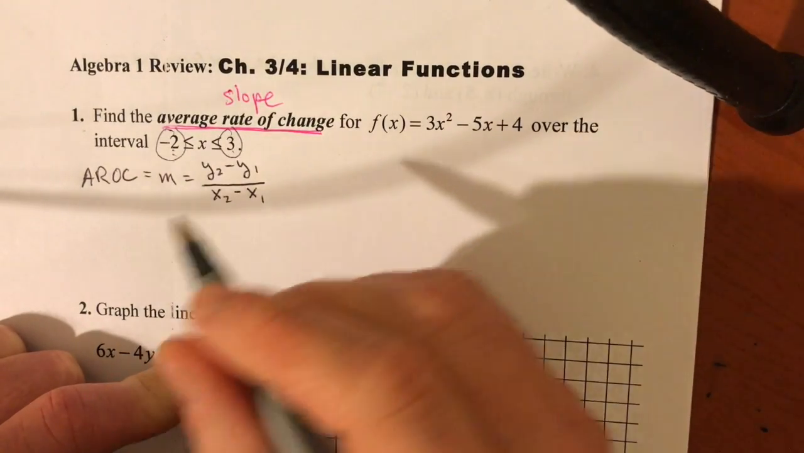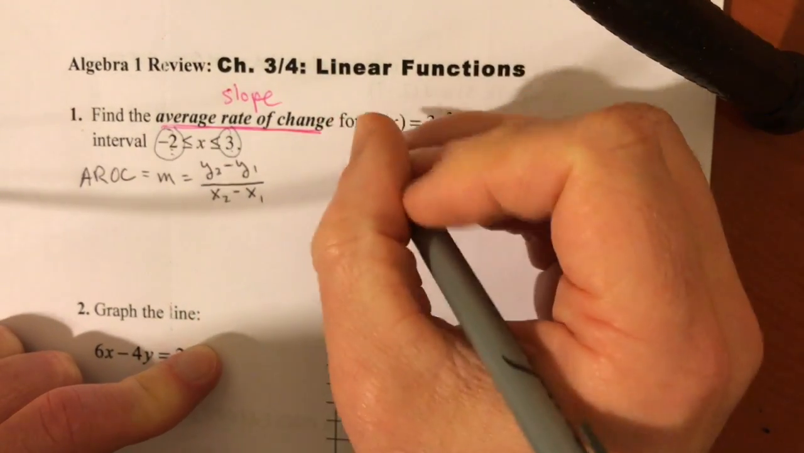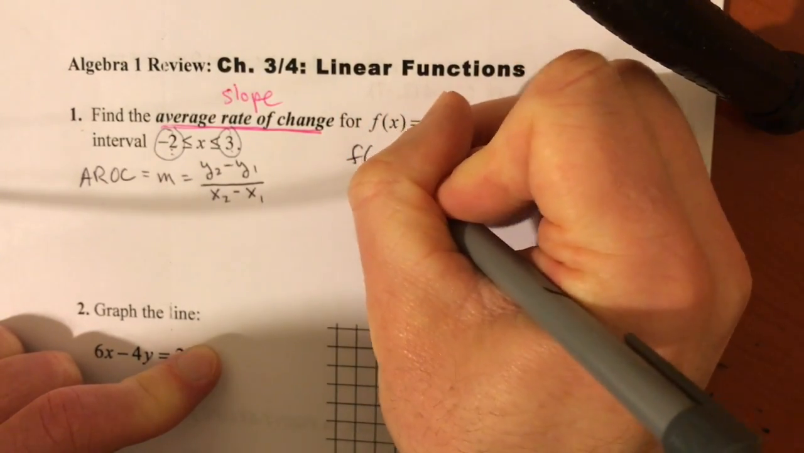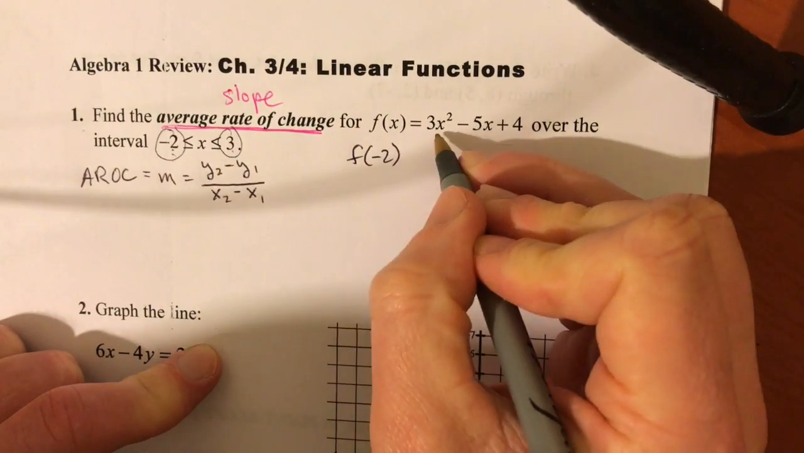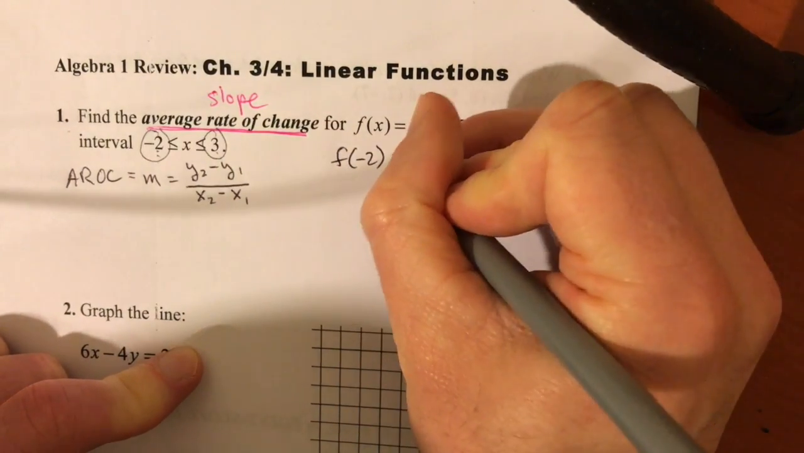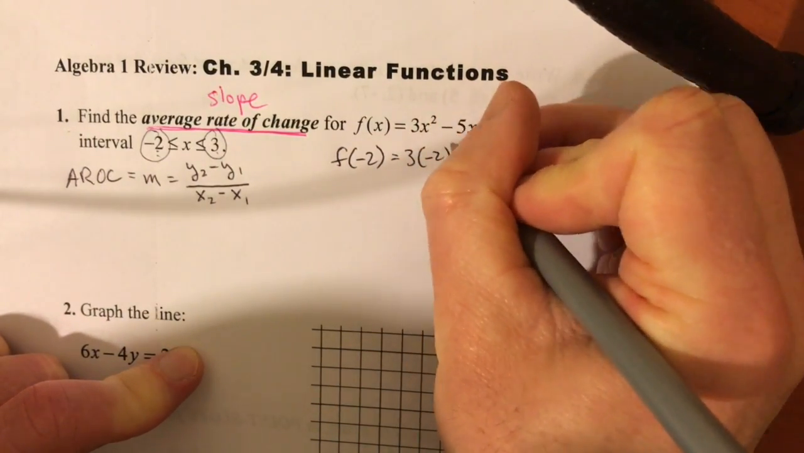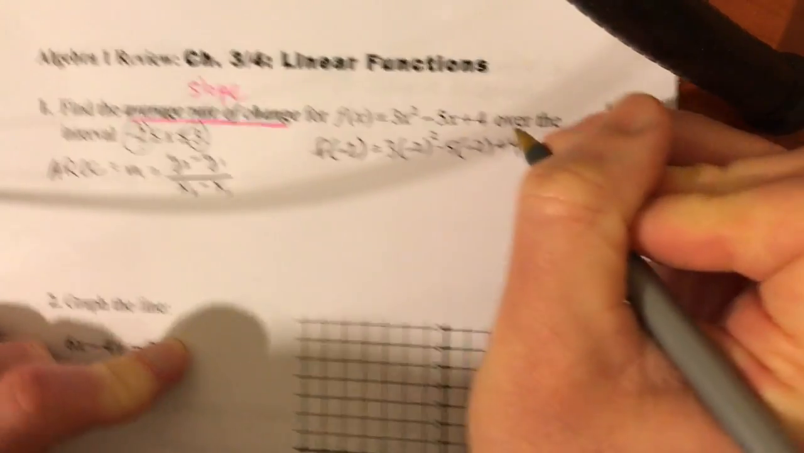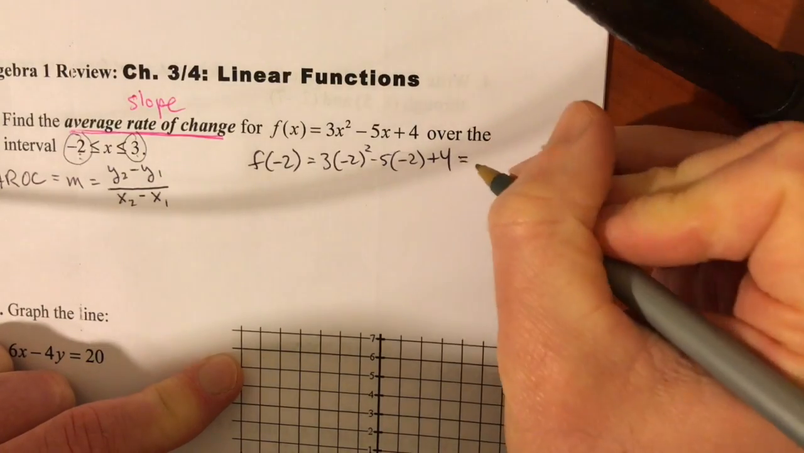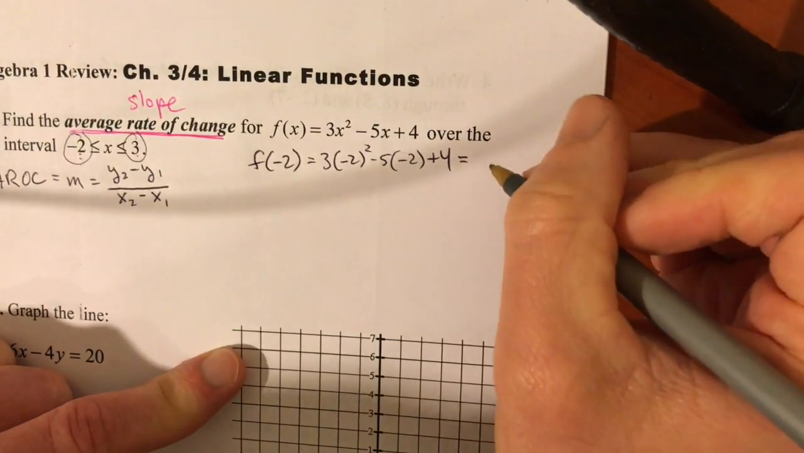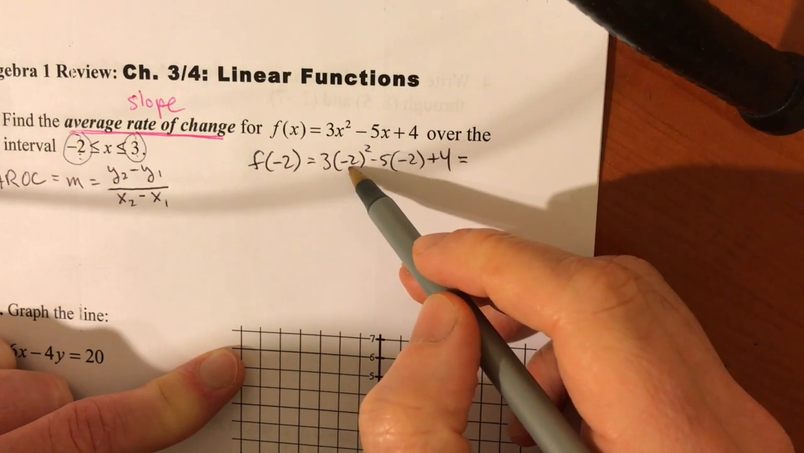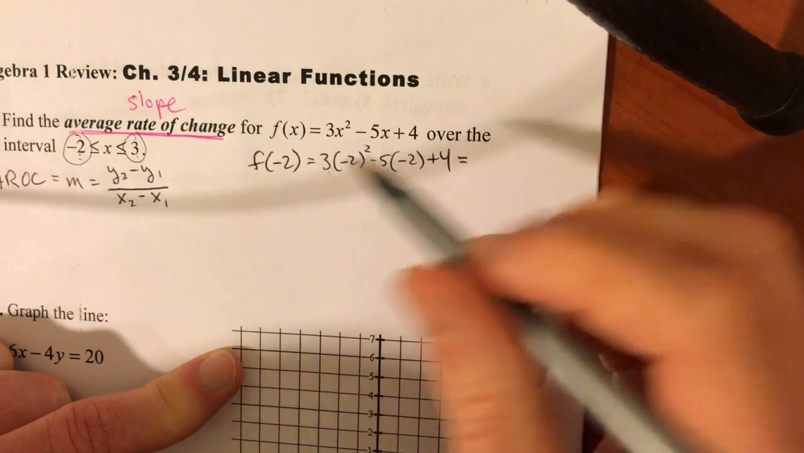But we need the y values. So you've got to get those y values by using the function. So the y value at -2, you're just going to plug -2 into this. So 3 times -2 squared minus 5 times -2 plus 4. If you want to use your calculator and cheat yourself, fine, go ahead, be weak. But -2 squared is +4. 4 times 3 is 12, right?